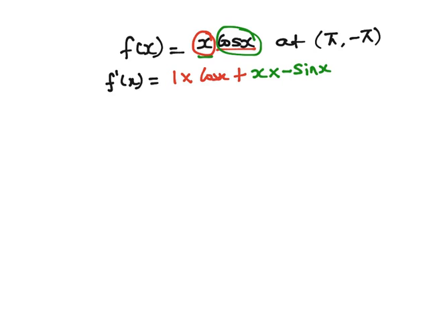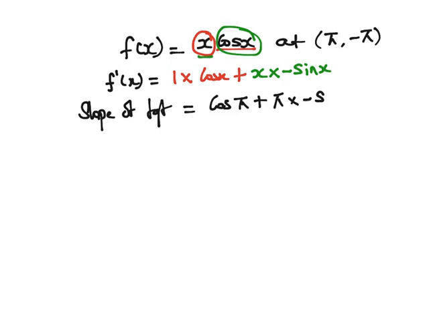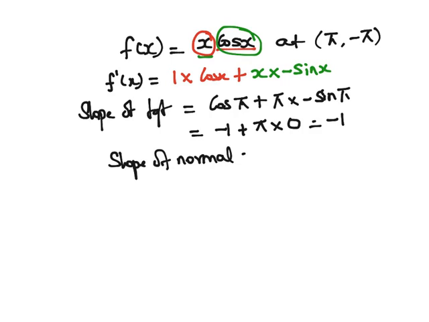Okay, so let me find the slope of the tangent now. The slope of the tangent is nothing but, I'll replace x with pi, so cos pi plus pi times minus sin pi. Now we all know that the value of cos pi is minus 1, plus pi times sin pi is 0, so I get 0 here. So basically the slope of the tangent is minus 1. So it means the slope of the normal, which will be the negative reciprocal of minus 1, will be 1.